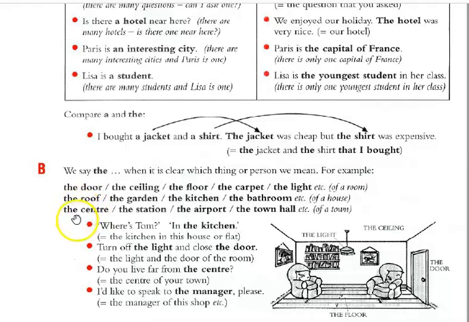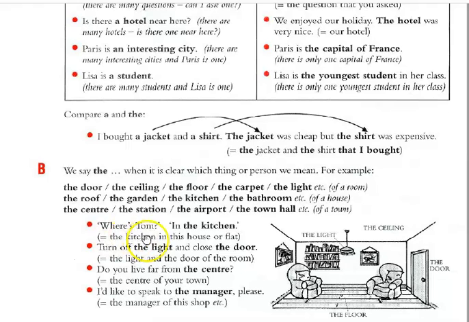So talking about a town, we have the center, the city center. There is only one city center. The station, the bus station, the train station, the airport. Again, I'm going to the airport in the town, and the town hall. Well, the town hall or the hospital, etc. of a town. So look at the sentences underneath.